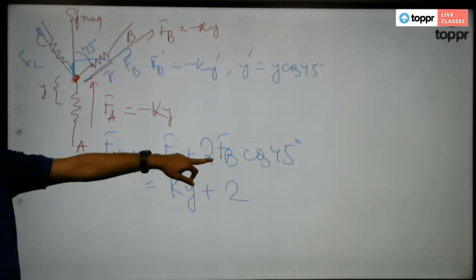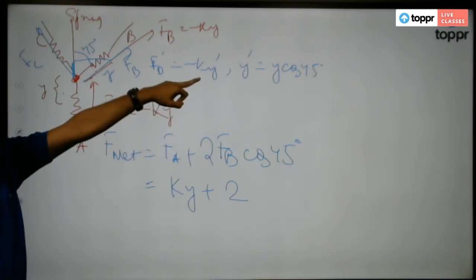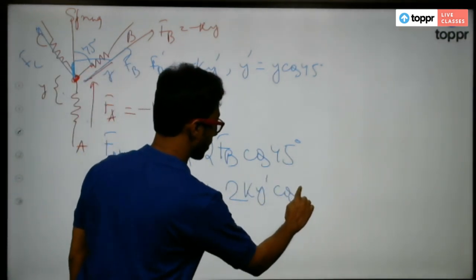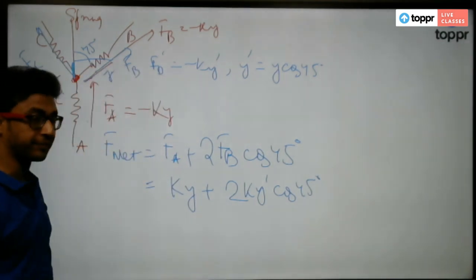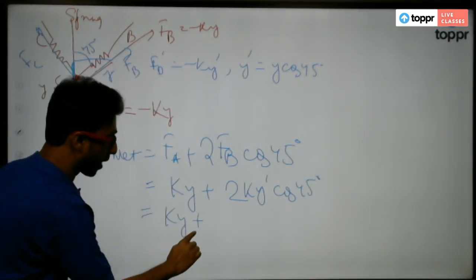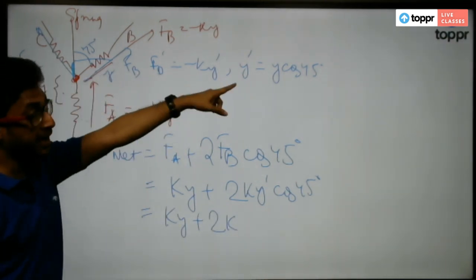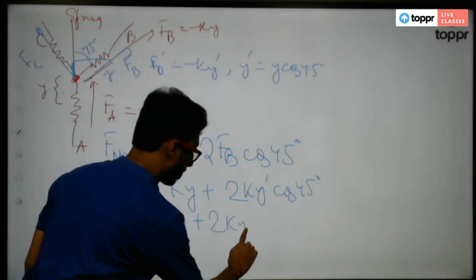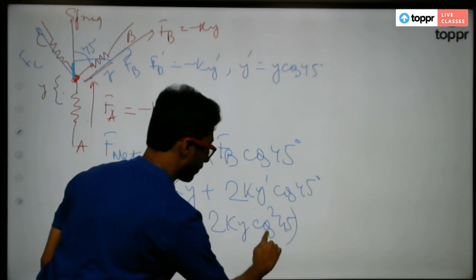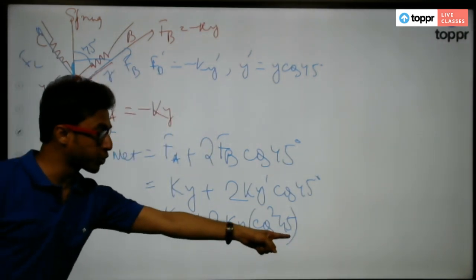What is FB? FB is nothing but ky dash cos 45, which equals ky plus 2k. y dash is again y cos 45. That is y cos square 45. Got the point?